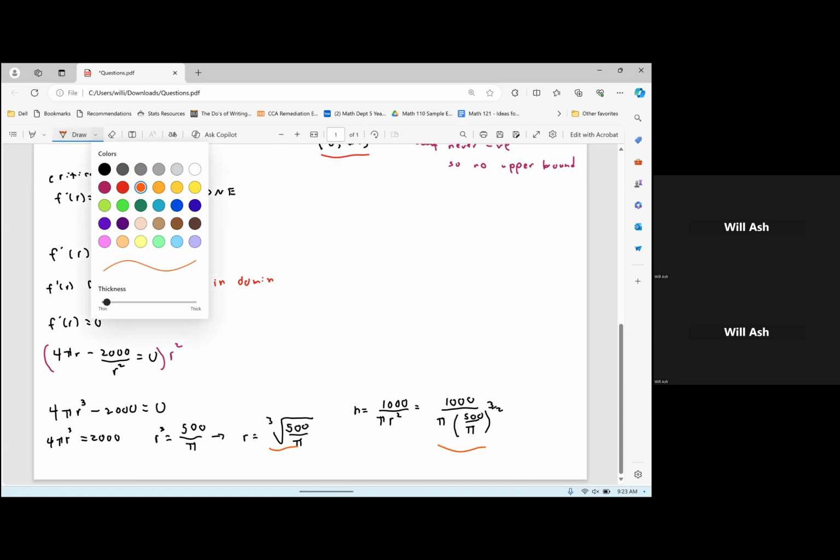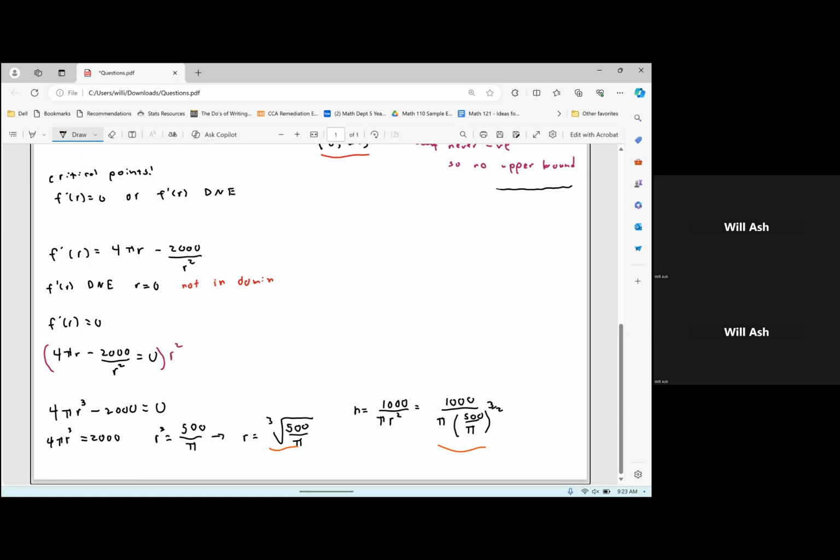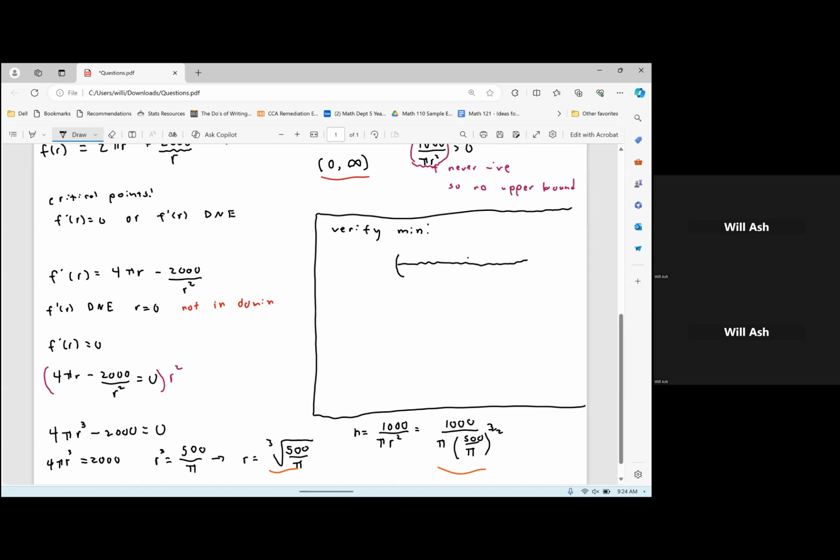The one last thing we have to do is verify that this is indeed a minimum. Now there's two ways to do that. One is with a sign chart. We cannot use a table method by plugging values back in because we don't have an upper bound.